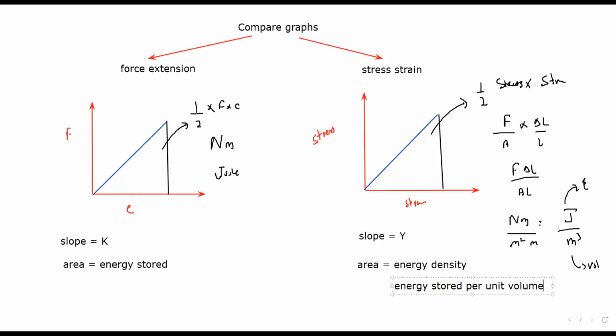So energy stored per unit volume is called energy density. But the energy stored in the overall object we can find from the force extension graph. Is it clear? Why are stress strain graphs more useful?